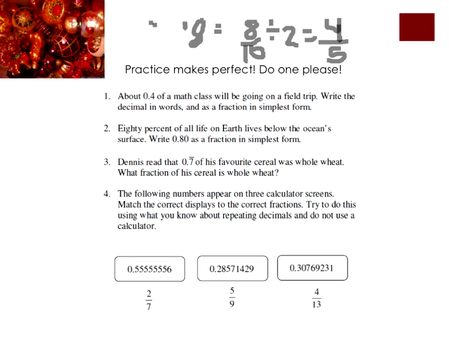The following numbers appear, this is kind of a tricky one, on 3 calculator screens. Match the correct displays to the correct fractions. You can read as soon as you've got it written down. Try to do this using what you know about repeating decimals and don't use a calculator, okay? Try and figure those ones out. That one's a tough one for you who like a challenge. So I'll leave these up.